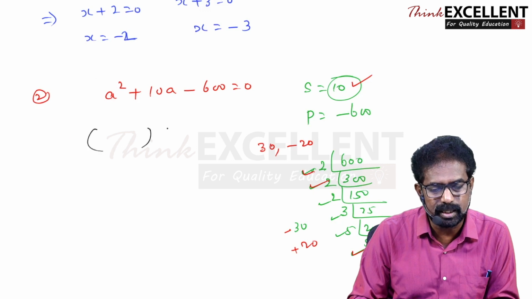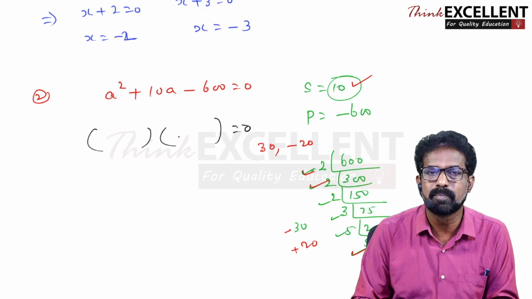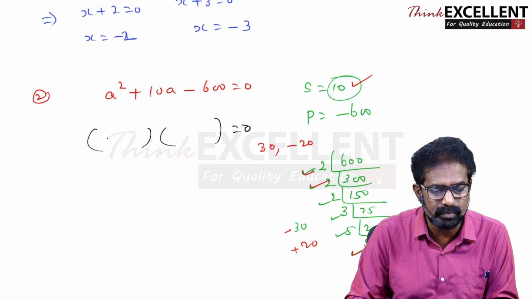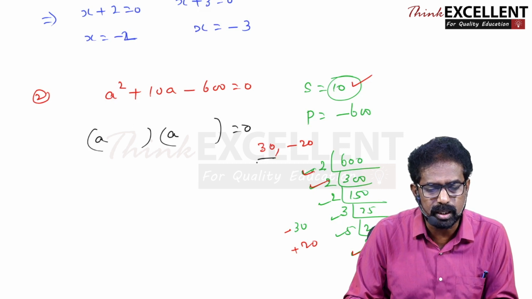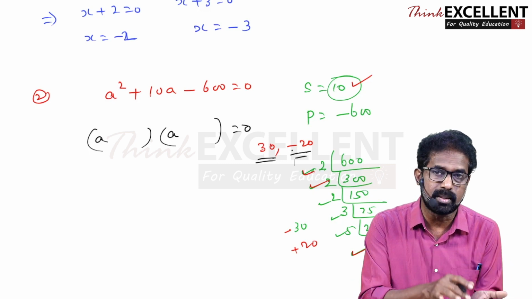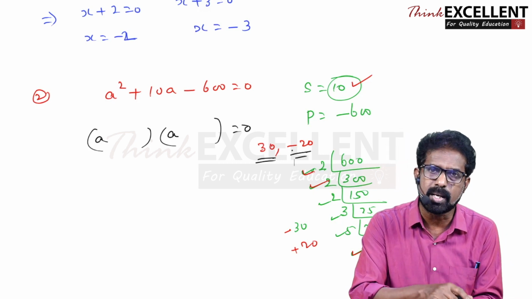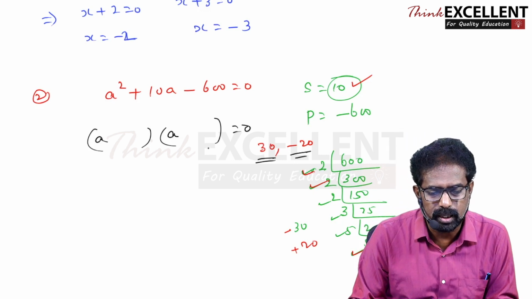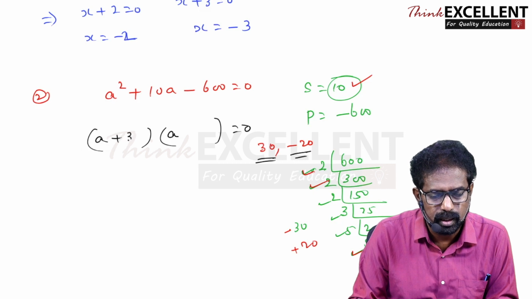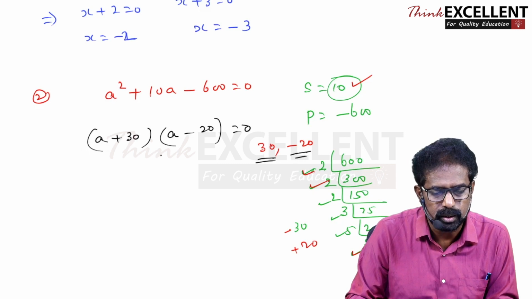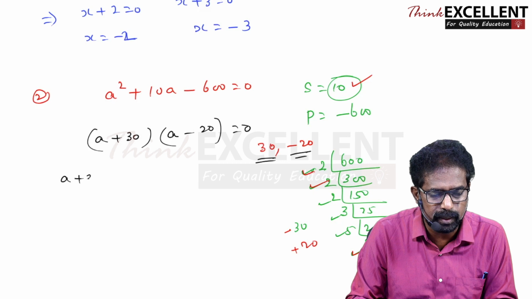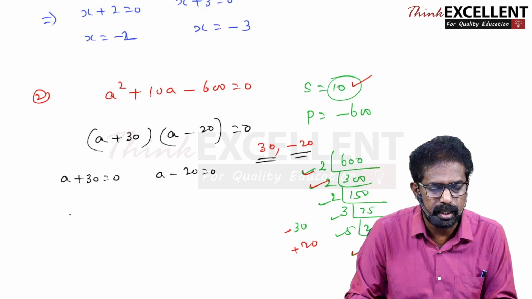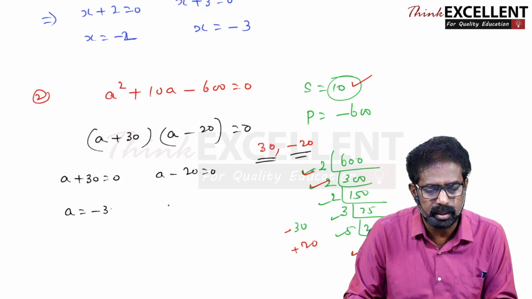So directly you can write the answer, right? You can factorize very easily. So here the variable is a. So write here a. Now order you can write in any order. Either you write plus 30, minus 20, or first you write minus 20 plus 30. Okay. One number is plus 30. Another number is minus 20. So two possibilities, a plus 30 equal to 0 or a minus 20 equal to 0. Here you are getting a equal to minus 30. Here you are getting a equal to 20.